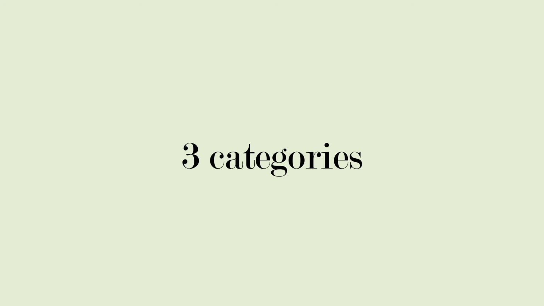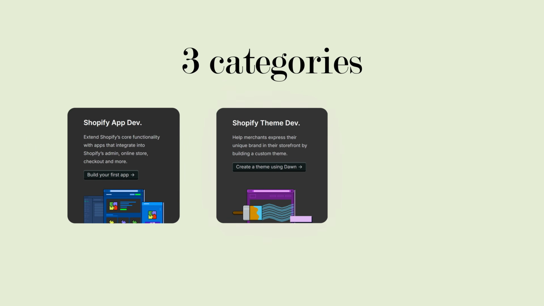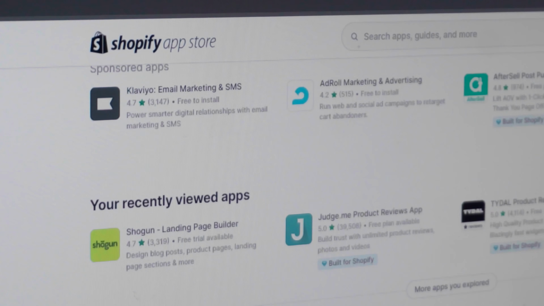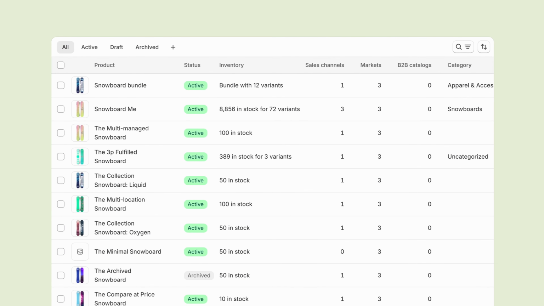Now, Shopify development can be divided into three categories. First is Shopify app development, of course. Second is Shopify theme development. And third one is storefront development. Now, Shopify app development allows developers to extend the core functionality of Shopify. So for example, they can develop a Shopify app that allows merchants to generate random set of products taken from an AI or a third-party API.